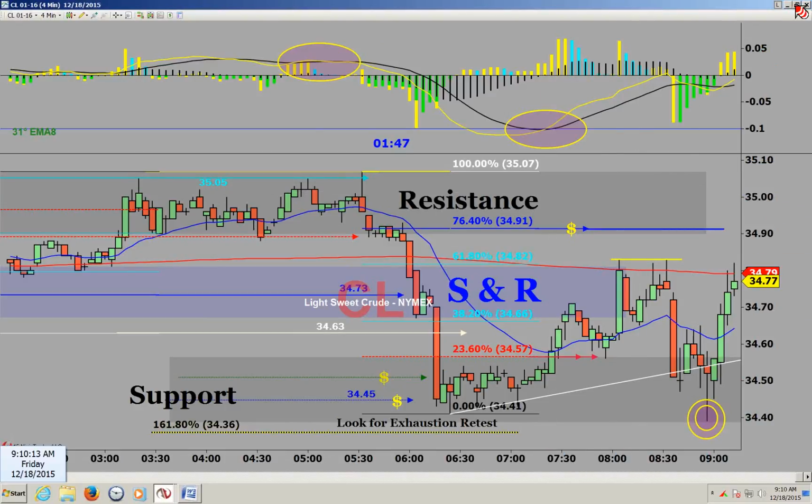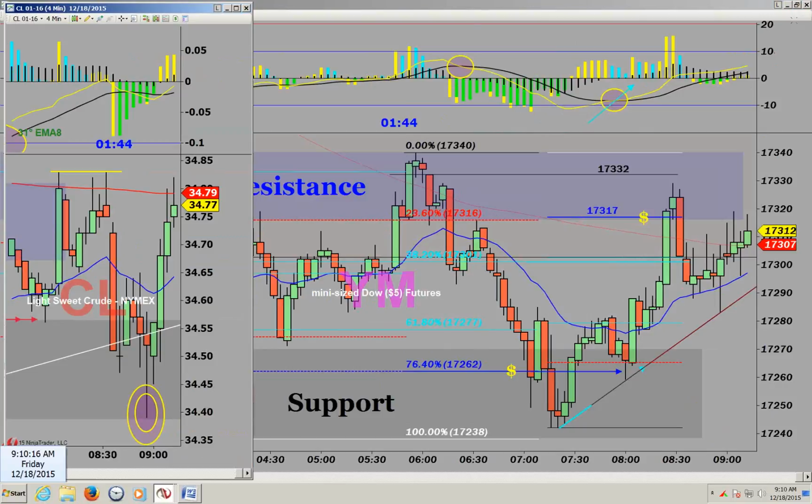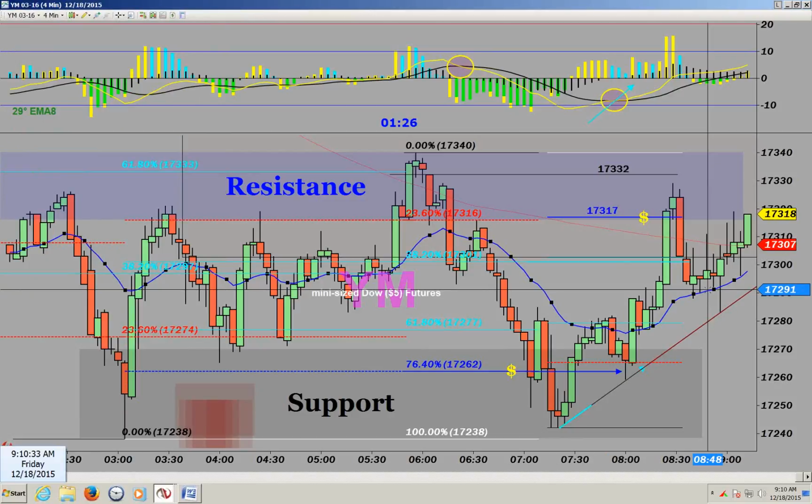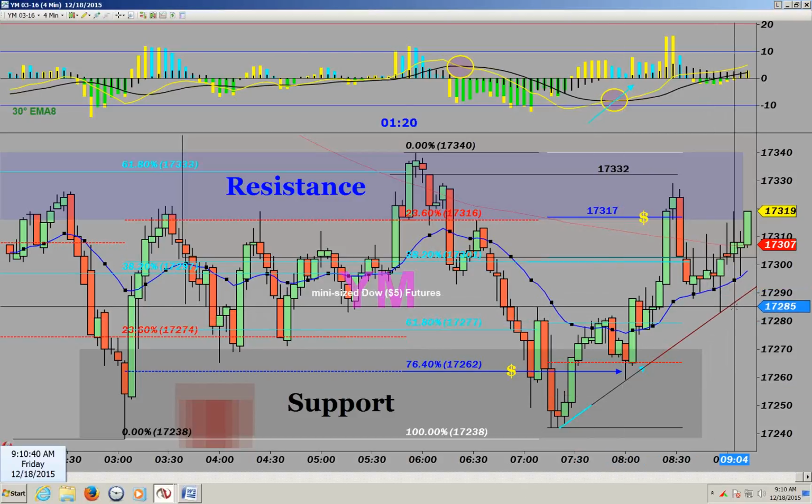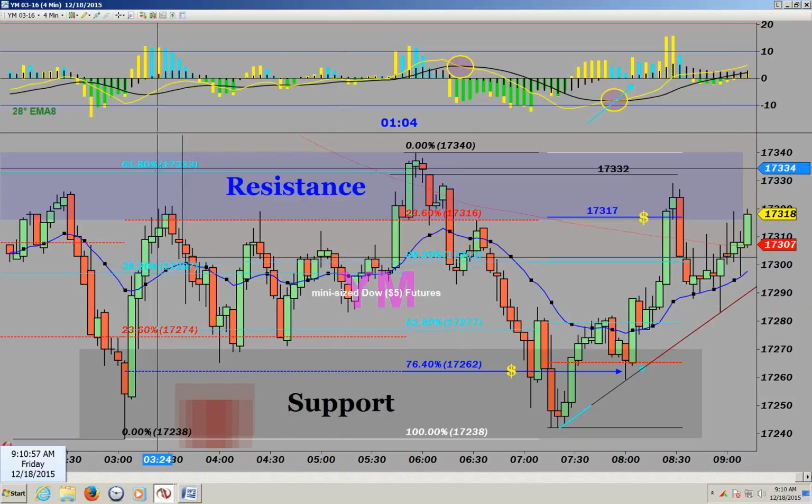Let's take a peekaboo at your YM. YM, we wanted to see 17,332 to the upside and beyond, but we knew that that area of resistance was going to be a problem area, and the market fell back down to the blue line, the support area there. That held. We put a diagonal on your chart, indicating your higher lows, all lined up really nice today. They're not always lined up quite that nicely. So we look for our next time frame too.